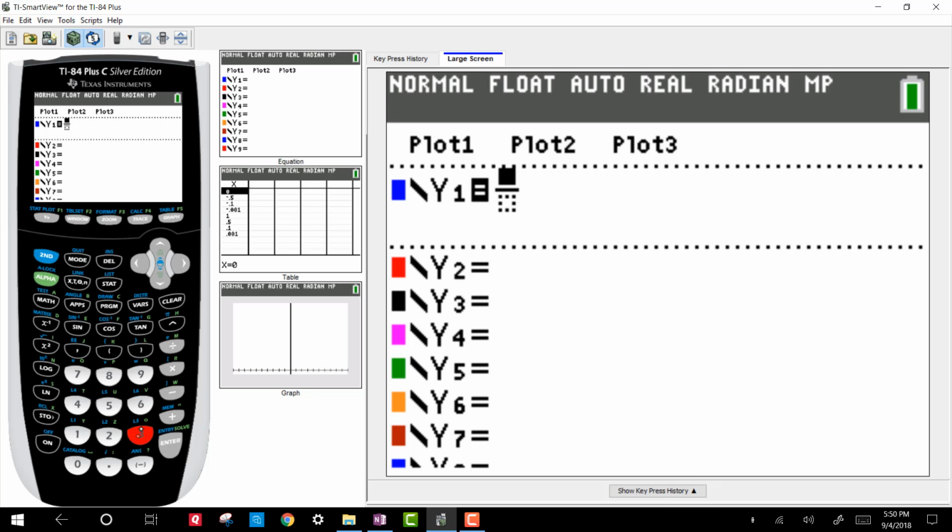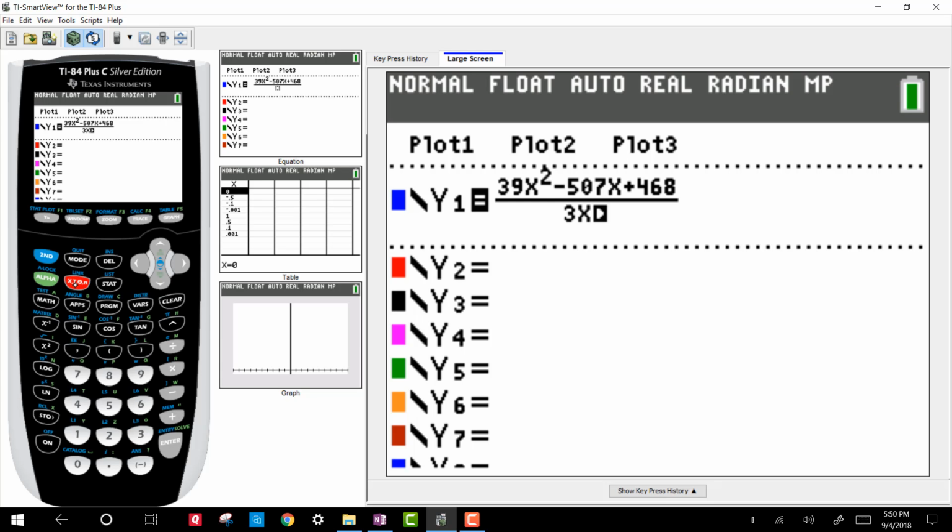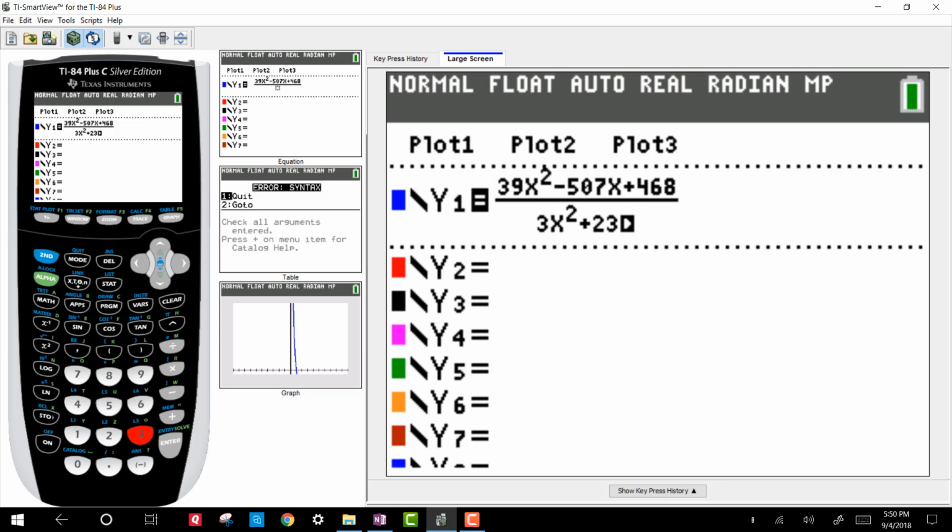So we're going to type in the equation 39x squared minus 507x plus 468 all over 3x squared plus 23x plus 20. Now you'll notice it said in the lesson that the window for this was supposed to be x from -1 to 20.